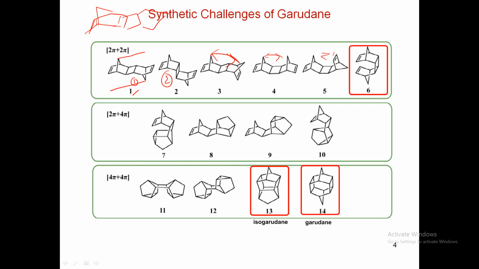So you can see this is just a normal 2 plus 2. If we do that, we are definitely not going to make this kind of molecule. So making that itself is challenging, and then again we need to do the 2 plus 2 to make the gadurine.